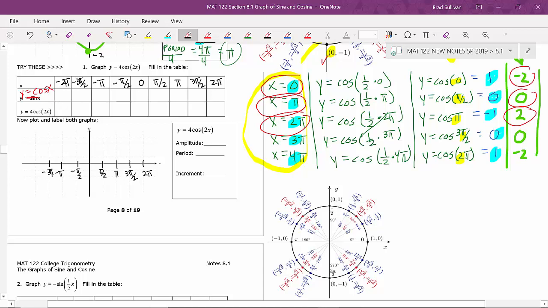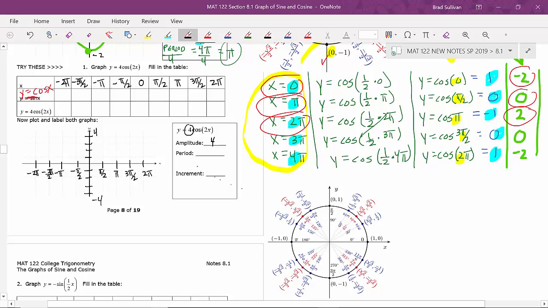And the other thing I want to mention on this is your amplitude on this is 4. You can do that in your head. So that means you probably need to go like this. Just go up to 4 and then go down to negative 4 like that. Okay, so what you need to do is fill out the cosine, graph the cosine.